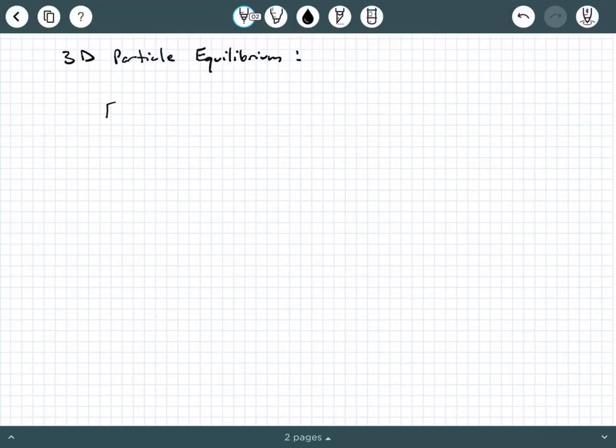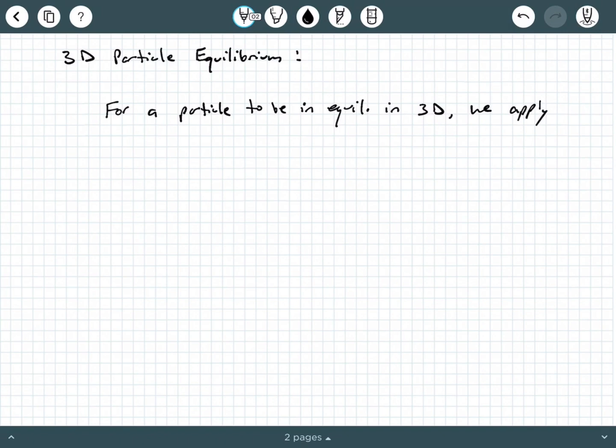So for a particle to be in equilibrium in 3 dimensions, we apply how many equations of equilibrium? Maybe pause the video and think about that. For 2D particle equilibrium, we have 2 equations of equilibrium, right? Sum of the forces in the x and sum of the forces in the y directions must equal 0.